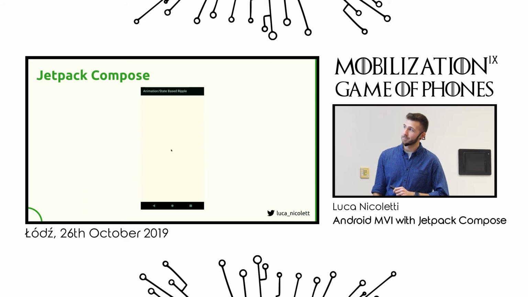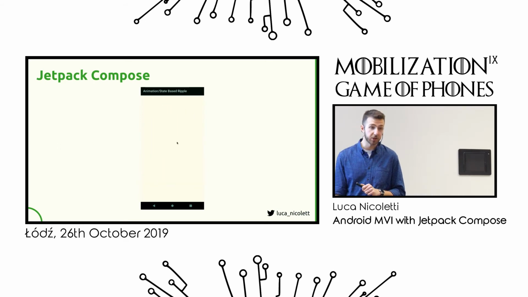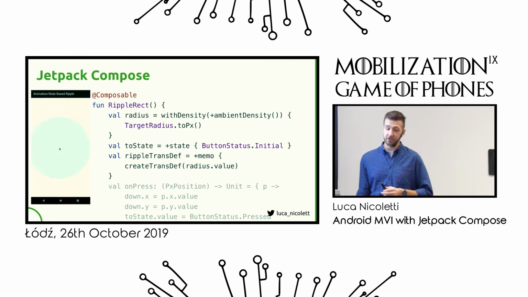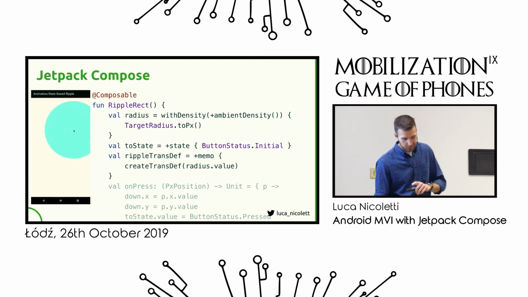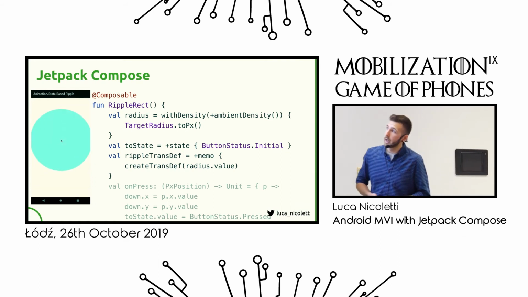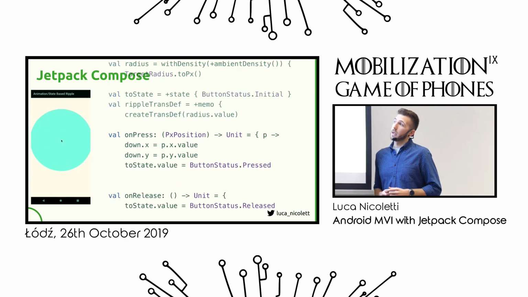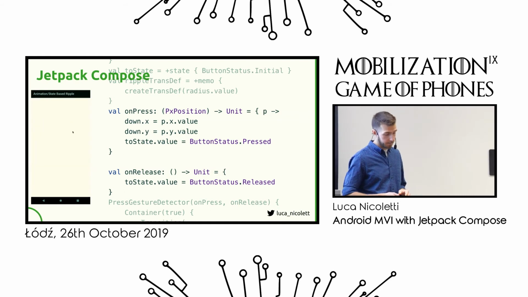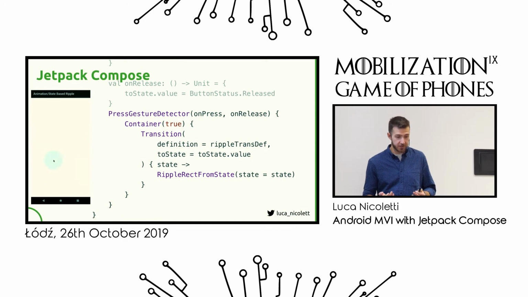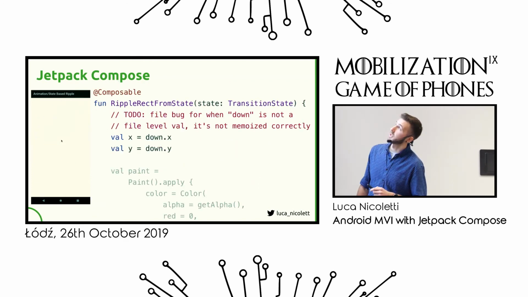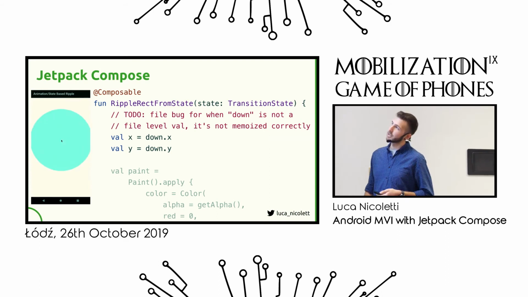Ripples. During the presentation, they joked a lot about naming conventions they had in the Android source code. That's funny. Ripple rect. It's not a rect in my opinion, but well. So it all begins setting up a radius, a state, which is the status of the button, and a transition definition. It then sets up two callbacks, on press and on release, which update the state of this composable function. It wraps everything into a gesture recognizer and into a transition, calling another composable function, which is ripple from state. The ripple from state accepts the state of the ripple, which is a transition state. And, well, the to-do is self-explanatory.